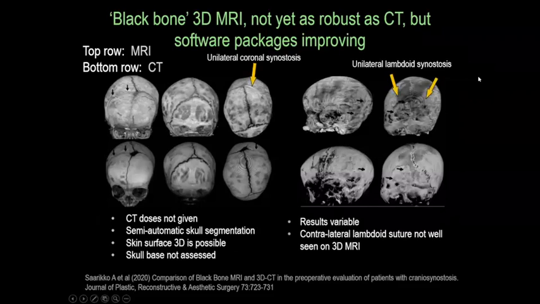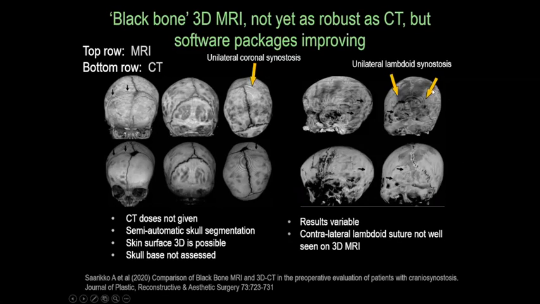Black bone 3D MRI is not yet as robust as CT, but software packaging is improving. The top row is MR and the bottom row is CT. If you take a look at the MR, you can see a unilateral coronal synostosis, although you do see the suture a bit better on CT. The results are quite variable.